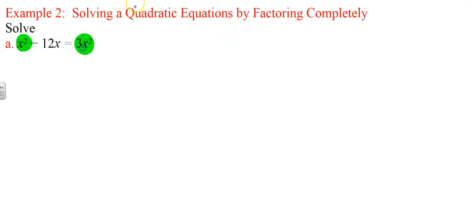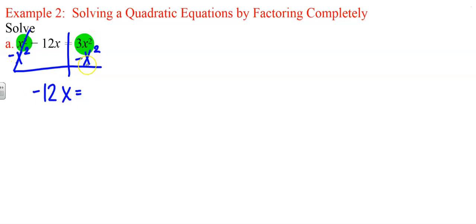I notice that we have the same two types of variables here. We have an x squared on the left and a 3x squared on the right. Now, I always want my x squared to be positive, so we need to move one of these to the other side. We always want to move towards the bigger positive x squared. So 3x squared is bigger, so I'm going to move the positive x squared on the left side over by subtracting. So I'd have negative 12x equals 3x squared minus 1x squared, which is 2x squared.